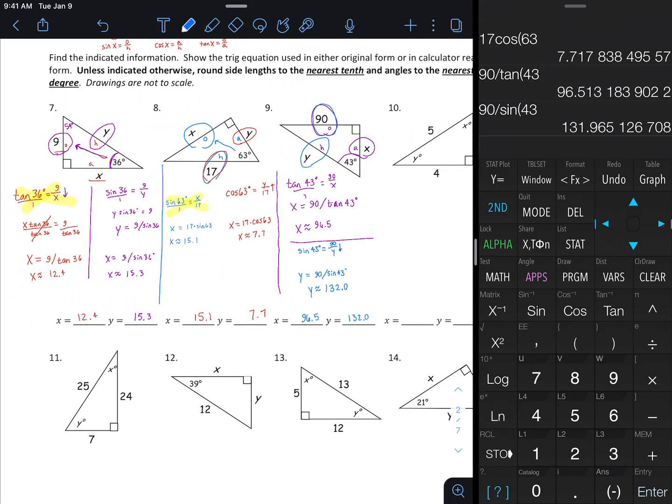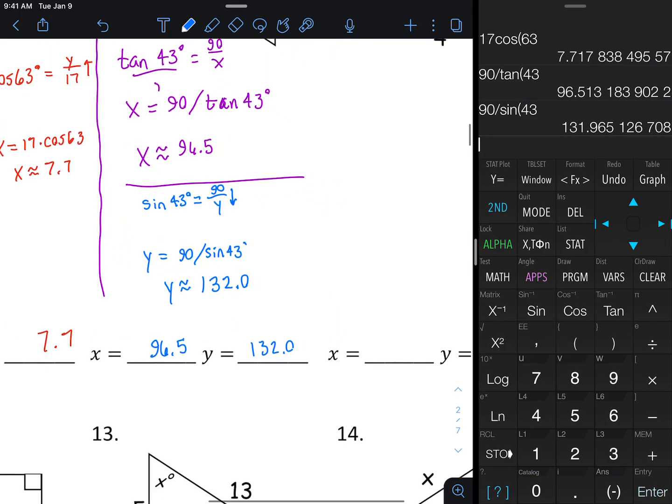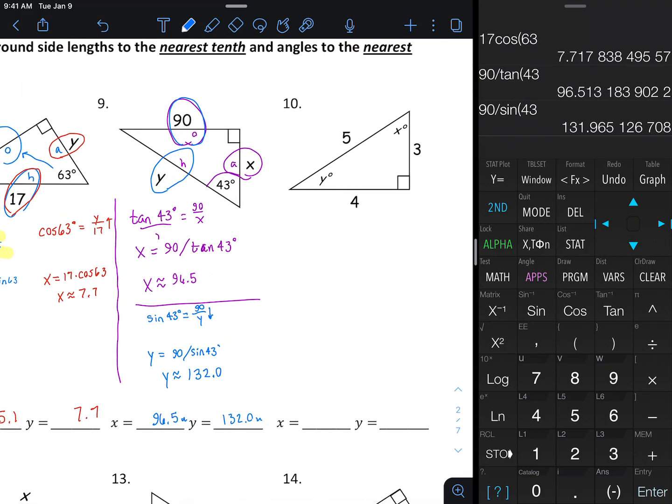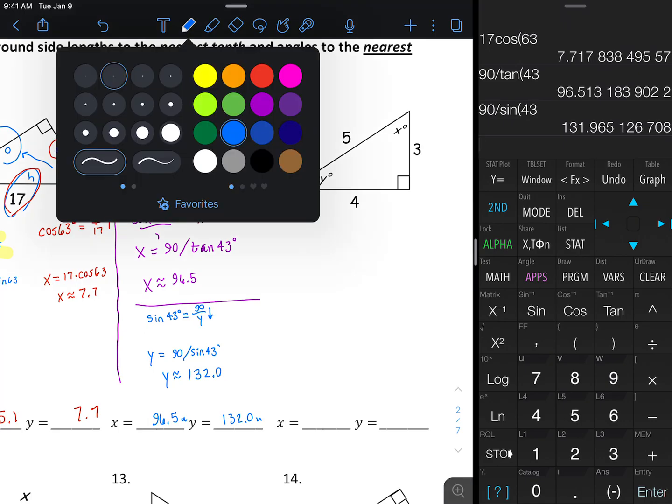Whatever units they give you. Typically on the problems where they put units, I put units, or you could put a little u for units. Just make sure that your hypotenuse is truly the longest side. Y is the hypotenuse. It's 132, so that does check out. All right, and then finally we have number 10 here on this row.